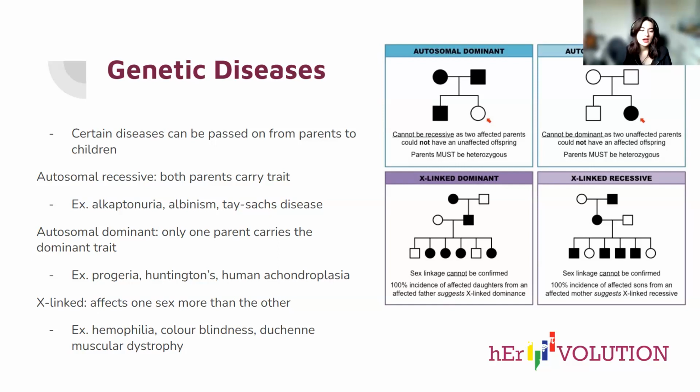And then X-linked diseases are sex-linked, so that means that they affect one sex more than the other. Usually this affects males more often because males have only one X chromosome instead of two. So males have a higher chance of it because they either have it or they don't have it, but females can carry it, men cannot be carriers. Some examples are hemophilia, color blindness, and Duchenne muscular dystrophy.